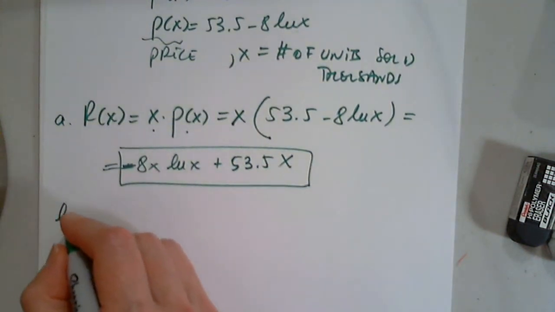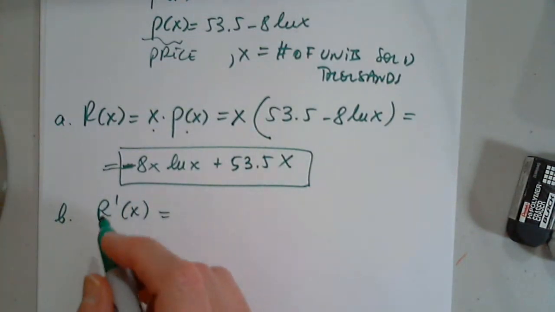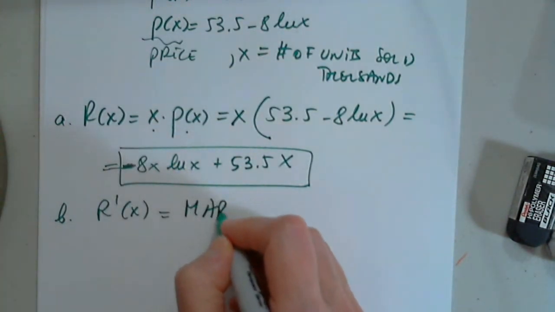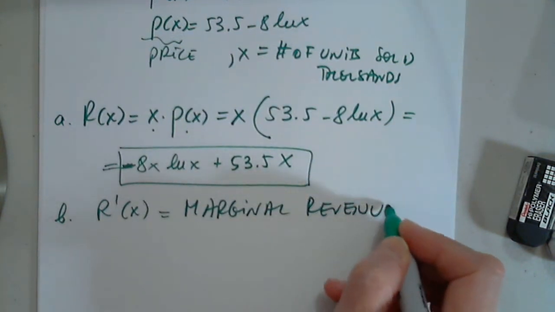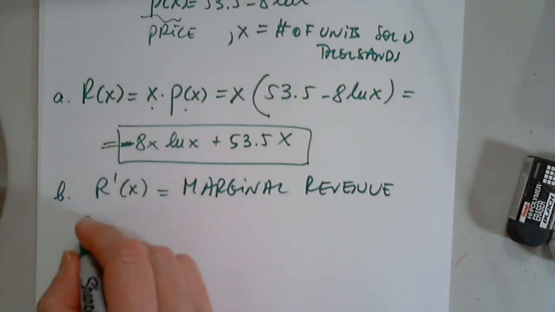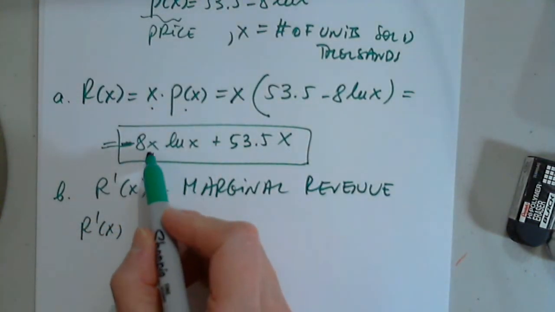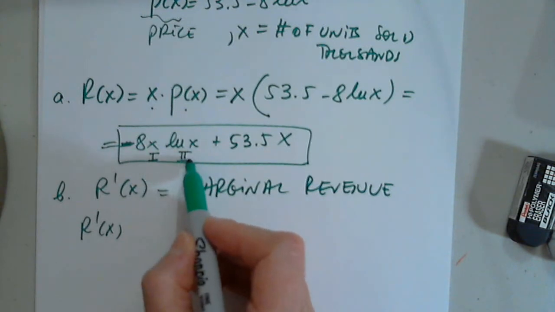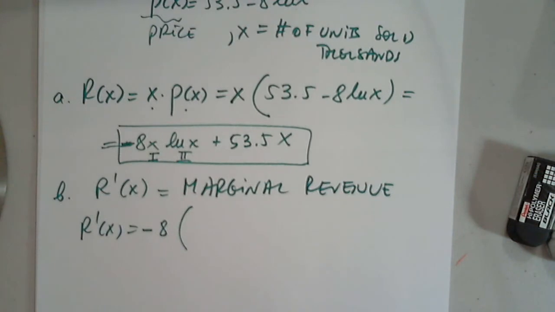Then in part B, they're asking us to find the marginal revenue. By definition, the derivative of the revenue is called marginal revenue. So now I have to be careful when I differentiate, because I have function 1 and function 2. Please leave negative 8 outside waiting. It will wait patiently and it will not mess us up.